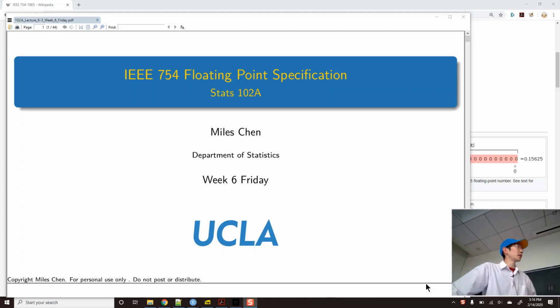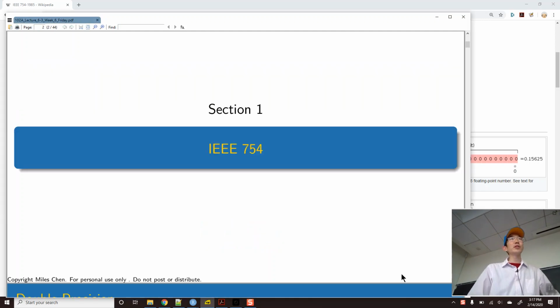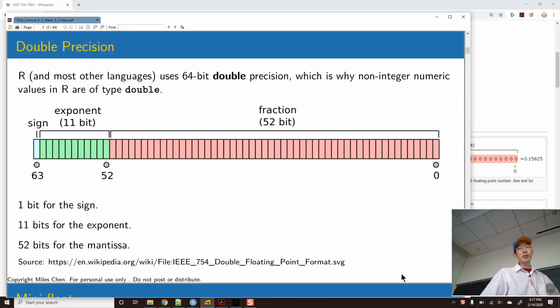All right, so today we're gonna wrap up the floating point specification, the IEEE 754 floating point specification, which is how our computer represents real numbers on the computer. But of course, they're not actual real numbers. They are approximations of real numbers, right?